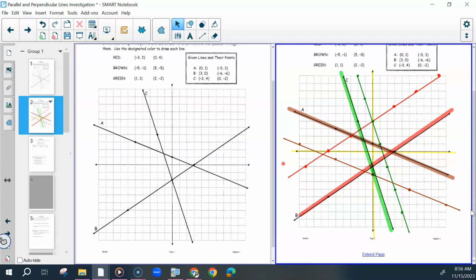Your green line should look something like this. If you don't have multiple points, you skipped a step, you only drew your 2 points, you're supposed to count your slope and keep making points. Your red line should look something like this. And then your brown line should look something like this. If you don't have those graphs, get those graphs in the next minute.